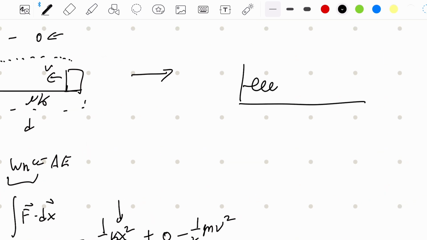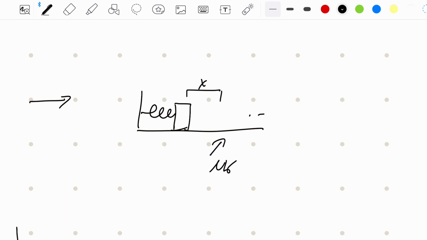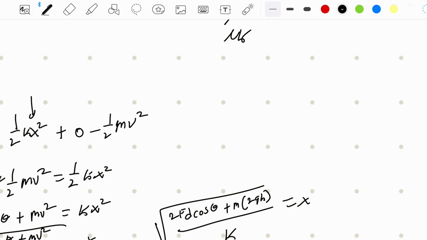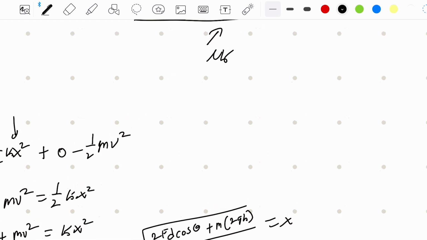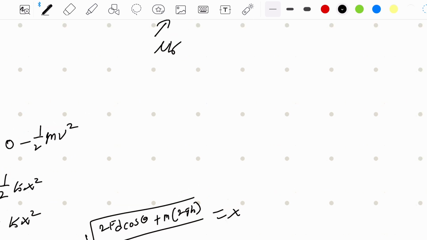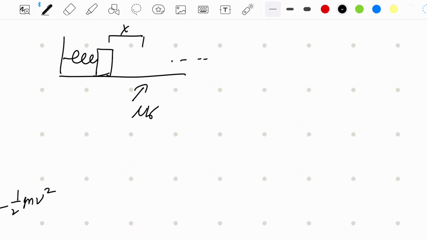This has now been compressed some distance x, and it's now still on this friction-full surface, and it's going to go back some distance d. It's going to travel some new distance d. So let's see. We want to probably have this compression distance. So let's again write down our formula. W non-conservative is equal to delta E.